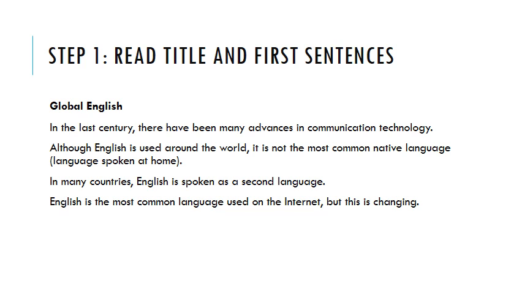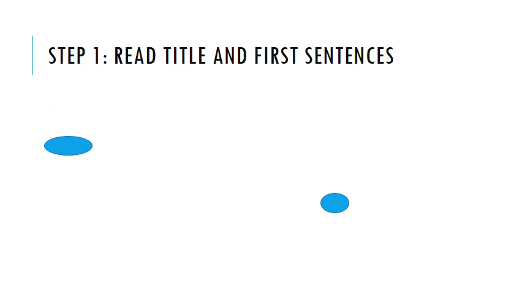"English is the most common language on the internet, but this is changing." So again, here we have English, and we have language again, and now we do have the internet, which is a new piece of information.